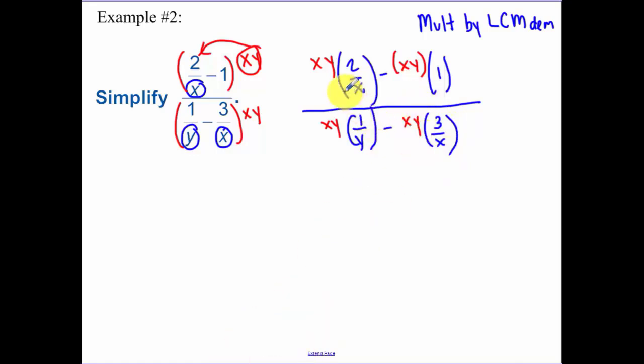Now take and cancel. The x's cancel. So this term simplifies to 2y. This second term, nothing cancels, so I'm just left with xy all over y. The y's cancel, so I'm left with an x minus, the x's cancel, 3y.